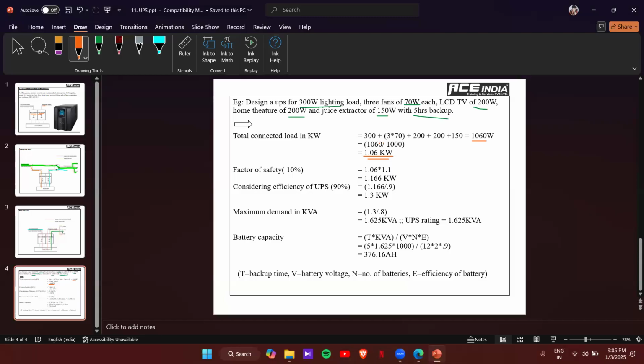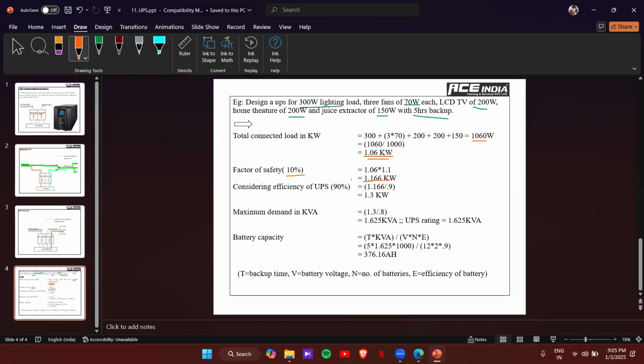Okay. So once you have calculated the kilowatt, you can add a 10% factor of safety, because apart from this, in future, if you are adding anything else, just to be on the safe side, you can add a factor of safety. Depending upon the client preference or the chance of upgrading, you can add more. So now 10 is taken, you can take 20 or 25% also. So 1.06 into 1.1 will get 1.166 kilowatt.